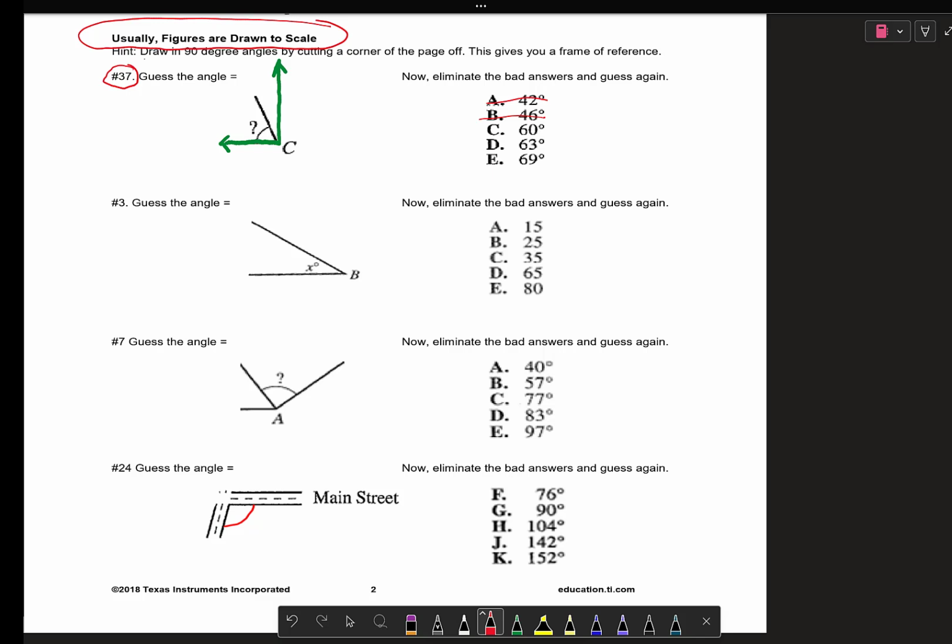Number 3, same thing. We want to guess this angle. I want to compare it to a 90-degree angle. And again, to me, this looks like it's a little bit less than half this time. So I know it's not 80. I know it's not 65. 35, possibly 15. That to me seems a little bit smaller. So now we've narrowed our chance from 1 out of 5 to 1 out of 2. We've increased our chances from 20% to 50% of getting this question right. Go ahead and make a guess on number 3. We'll talk about it in a second.